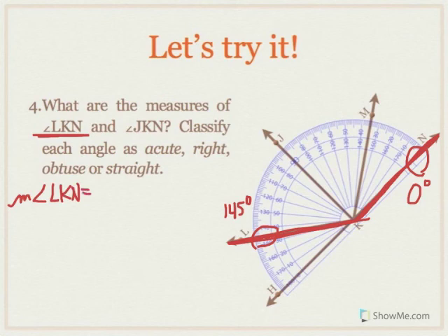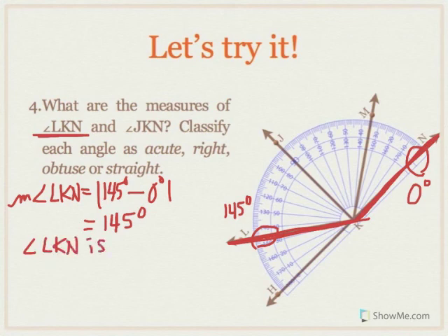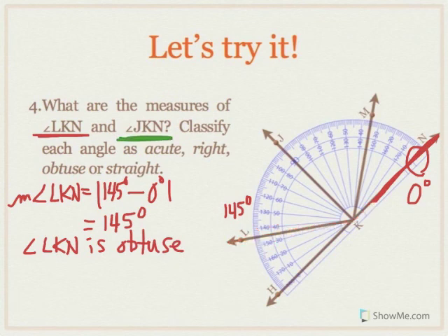Now, 145 degrees is over 90 degrees and less than 180 degrees. So angle LKN is an obtuse angle. Now let's look at angle JKN. Let me erase what I have here. So here's ray JK and ray KN. So this is our angle that we're looking at here.